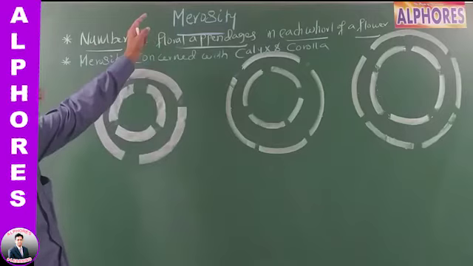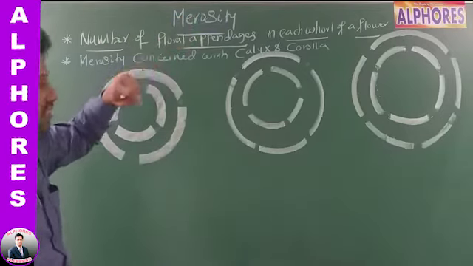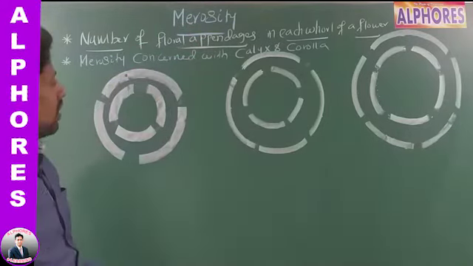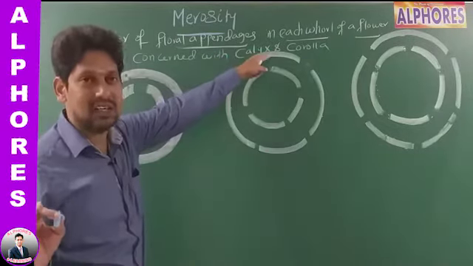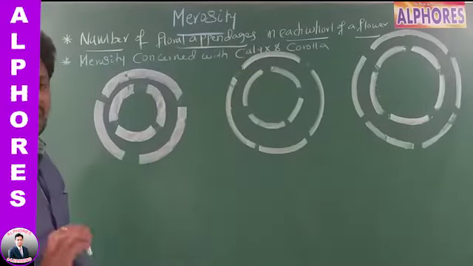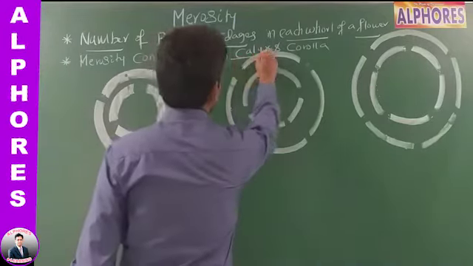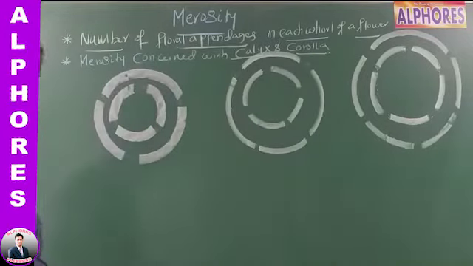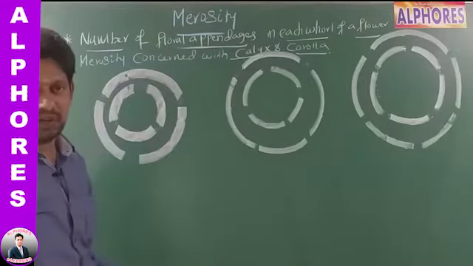What is the meaning of merosity? Number of floral appendages in each whorl of a flower, right? Merosity is concerned with what? Calyx and corolla. It means how many sepals are present in calyx, how many petals are present in corolla. This is nothing but merosity. We are not concerned with androecium and gynoecium. Why only calyx and corolla, sir? Because merosity is concerned with calyx and corolla. Is this statement okay? Right.